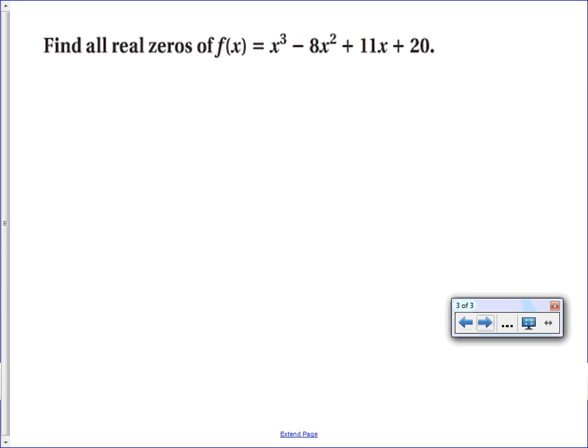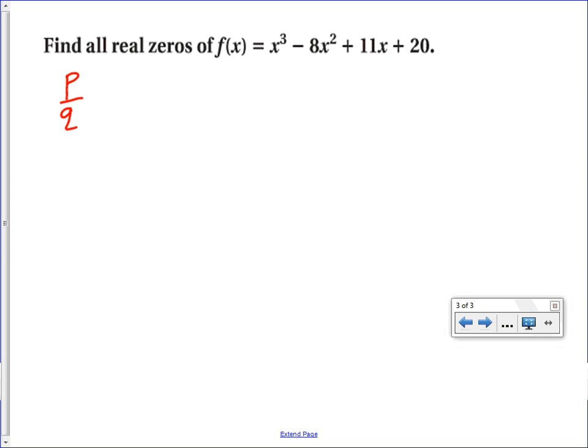Numbers 3 and 4 on your homework ask you to go a step further and actually find the zeros. So now you have to use your list and actually figure out which one of those zeros on your list works for this function. So for starters, we need to make our list of P over Q so that we know what numbers we're going to test.